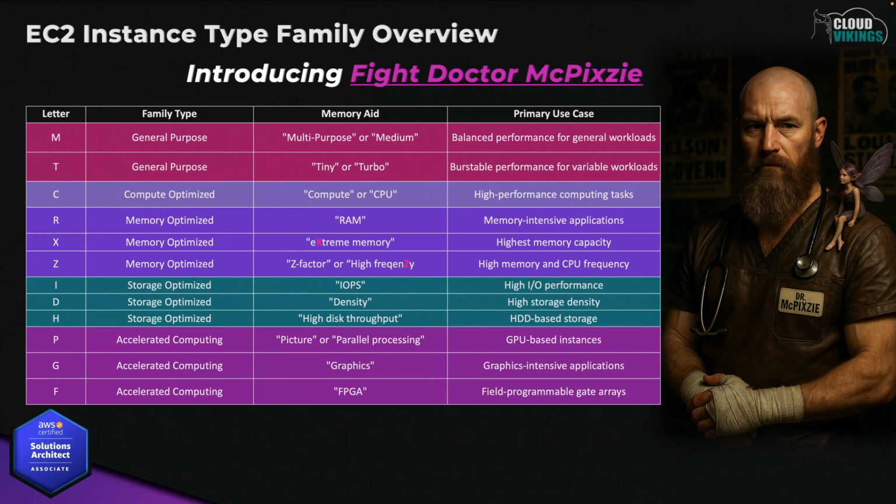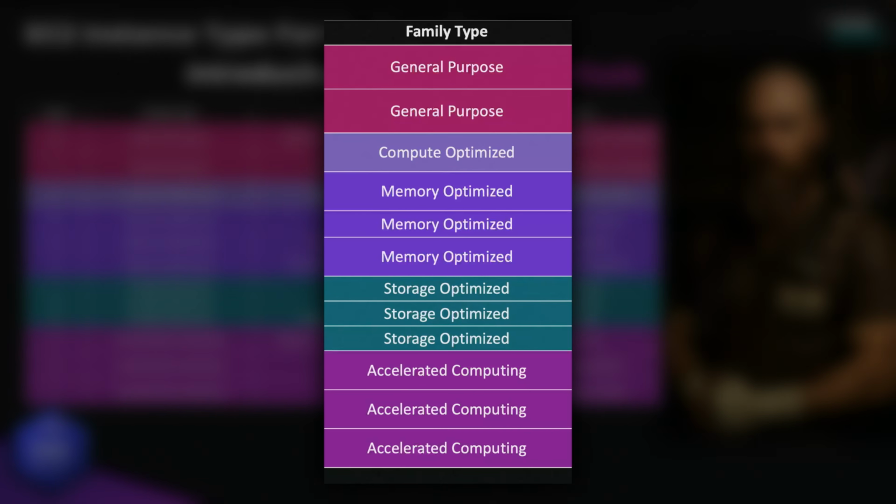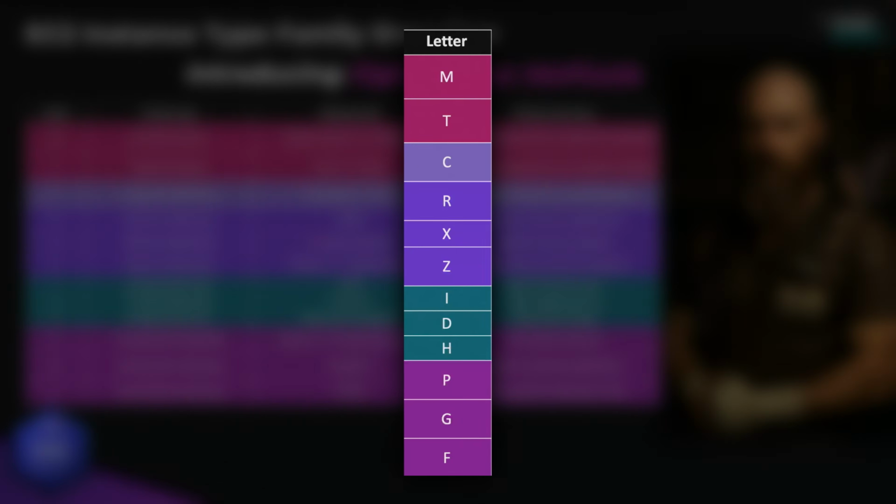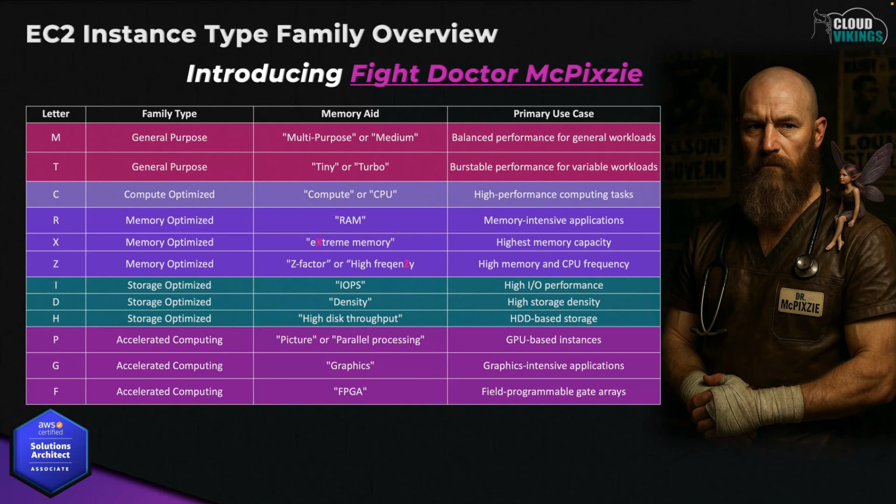Now, to this point, we've covered a lot of different instance type categories and families, and I've gone through a lot of the letters and use cases for them. So I've put together a bit of a reference table or study guide, referencing all the different instance type families, their family type category, and a bit of a memory aid to help remember what that instance type is for and its primary use case.